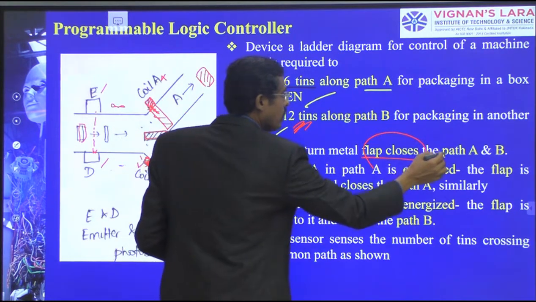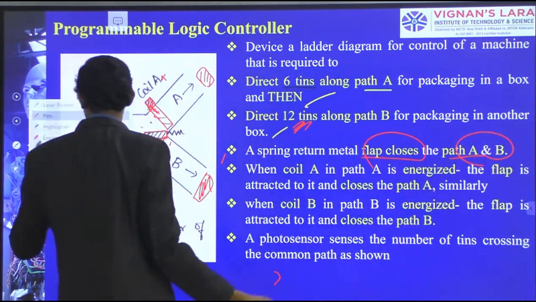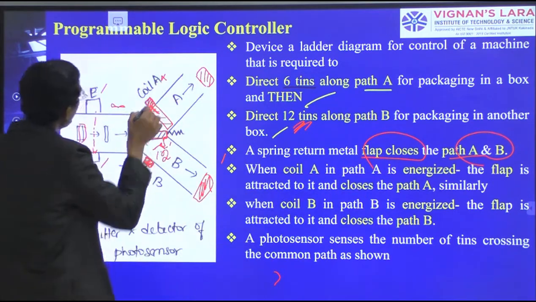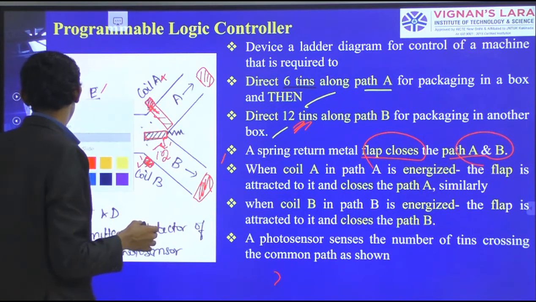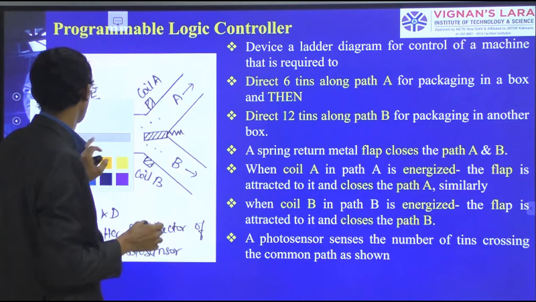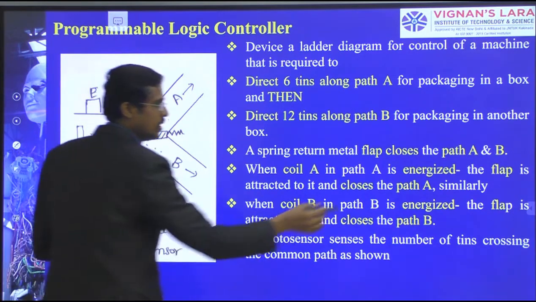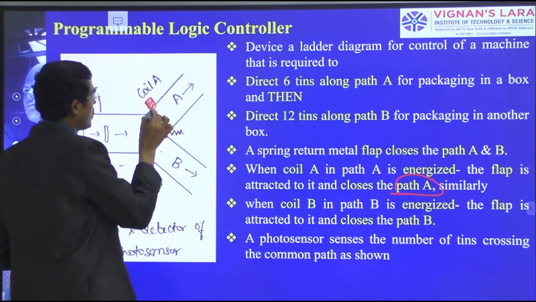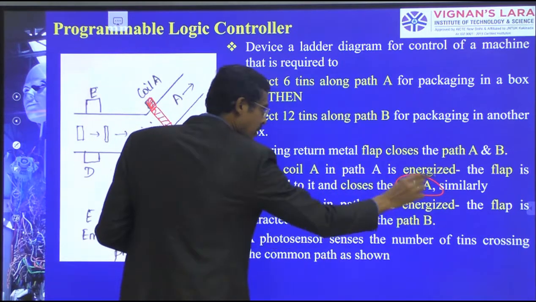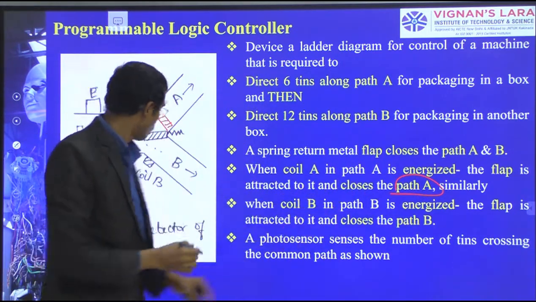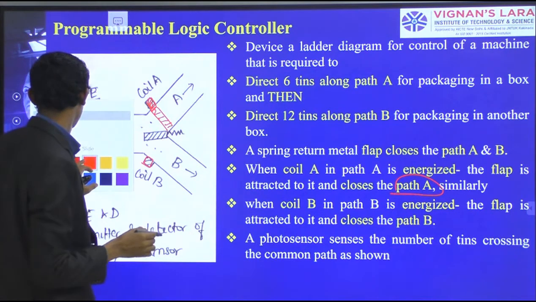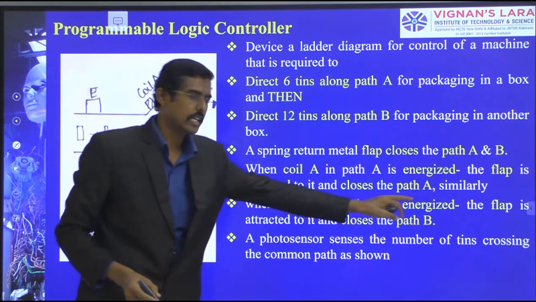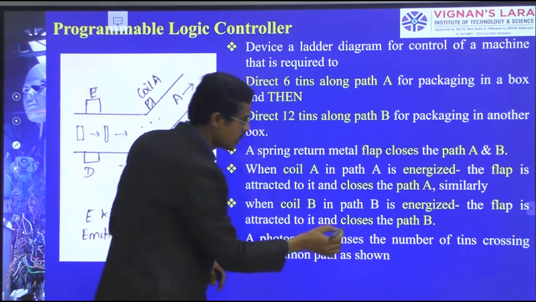The spring-loaded metal flaps in paths A and B: there are two, one in each path. When coil A in path A is energized, the flap is attracted and closes path A. Simultaneously, if coil B in path B is energized, the flap is attracted to close path B.